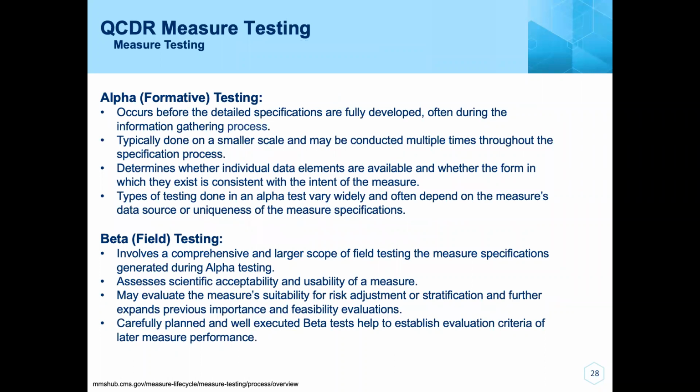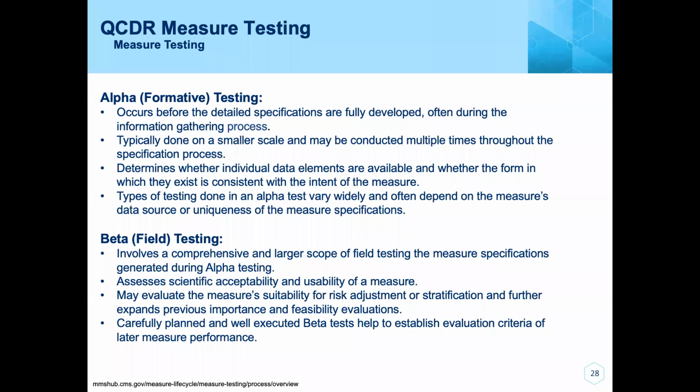Alpha, or formative testing, occurs before the detailed specifications are fully developed. This happens often during the information gathering process. It's done on a smaller scale and may be conducted multiple times throughout the specification process. This determines whether individual data elements are available and whether the form in which they exist is consistent with the intent of the measure. Types of testing done in an alpha test vary widely and often depend on the measure's data source or uniqueness of the measure specifications.